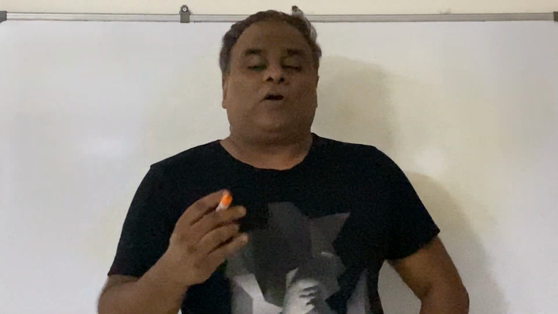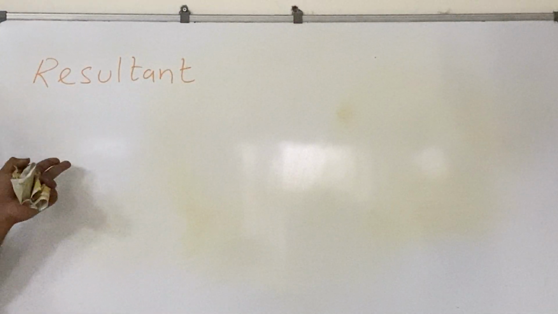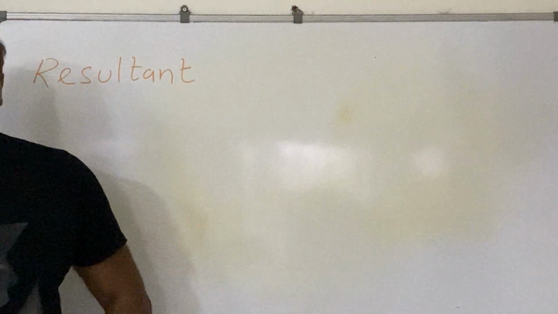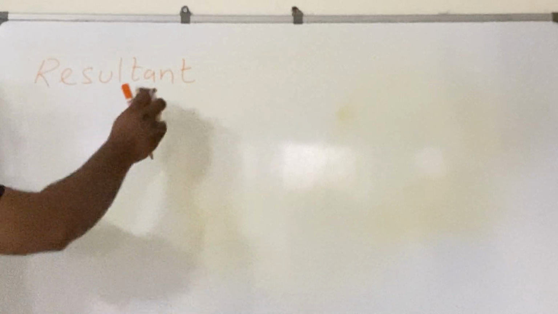One more point I want to discuss is what is the resultant. When you add two vectors, the sum of the vectors, we call it the resultant vector. In the last class, I forgot to mention this. The sum of two vectors, we call it the resultant. Understood?